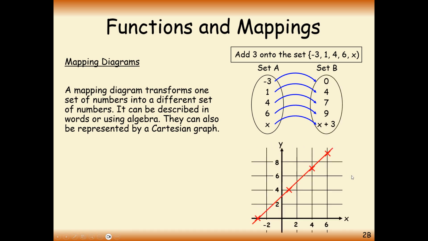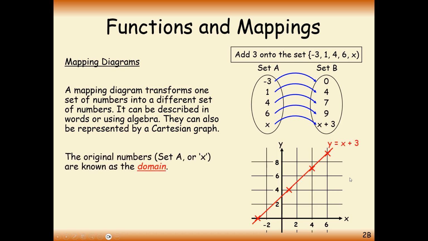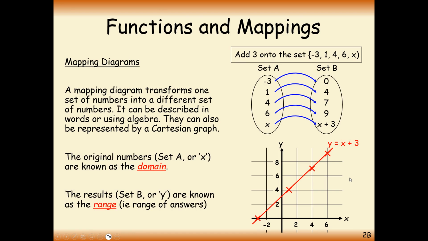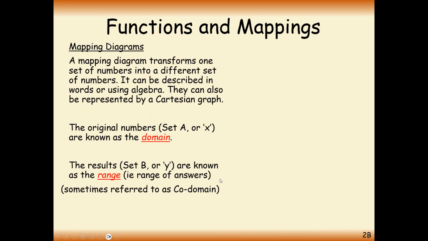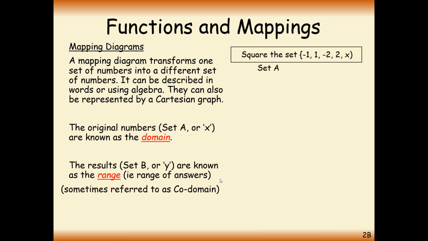If we plot it, it will look something like so. Every x value maps onto a y value. The x values are called the domain of a function. The y values are called the range of a function. The range is sometimes referred to as the codomain. Okay, so let's see another example.